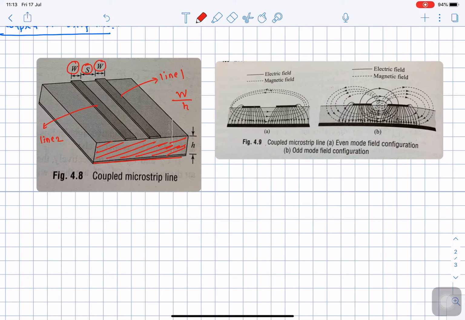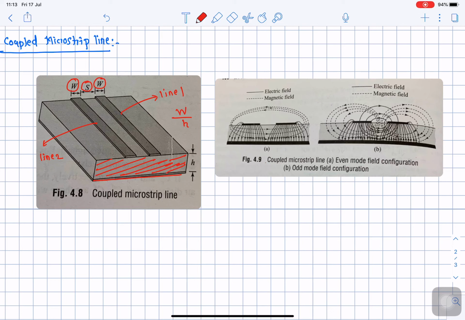Now if you observe the field configuration in my right hand side diagram, there could be two possible situations of field distribution. This particular transmission line is not a single conductor transmission line. It involves multiple transmission lines, and those are microstrip lines. So there are two different ways to describe the field distribution lines for the coupled microstrip transmission line.